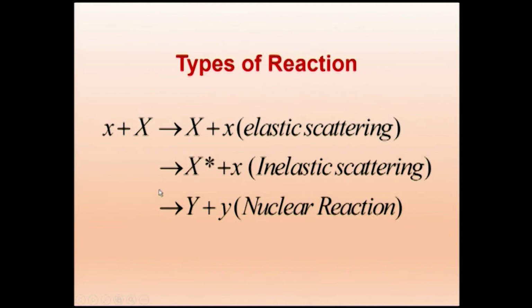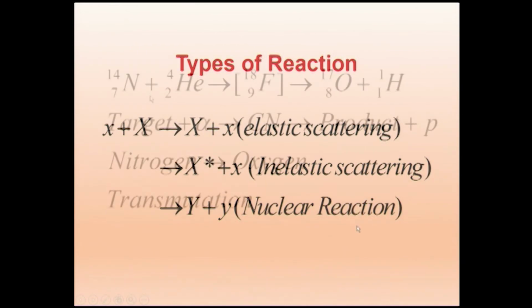The other one is x plus y. So, what you are sending is x plus x, y plus y, which means the target nucleus was x. Now, the product nucleus is y, the nucleus has changed. The incident particle is x, the outgoing particle is some other particle y. Now, it means a nuclear reaction has taken place.